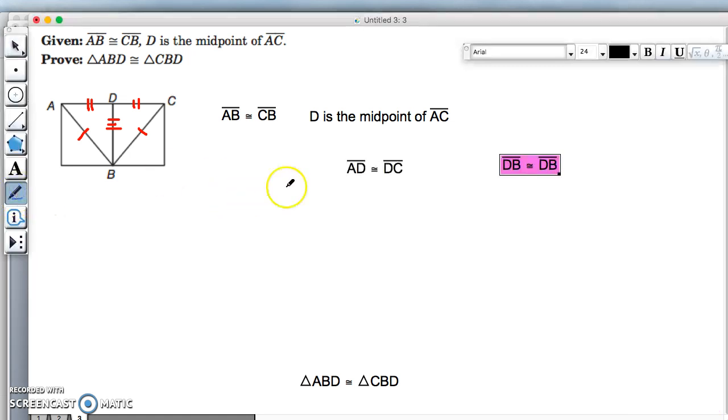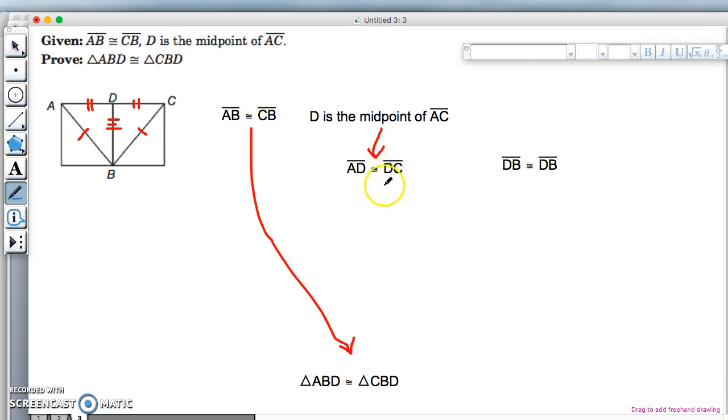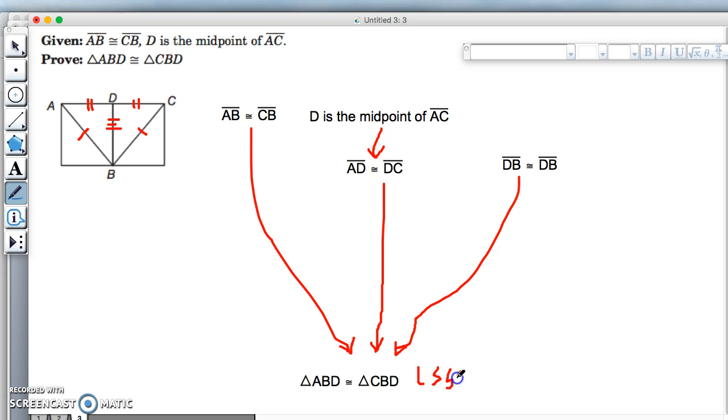So now we have, just to do the arrows, so this is our given. D is the midpoint of AC, so AD was the same as DC. So that follows from that. We also have the reflexive side, then we have side, side, side. So we need to go ahead and do our 3 arrows. And just write our reason here. Side, side, side. And that's that.